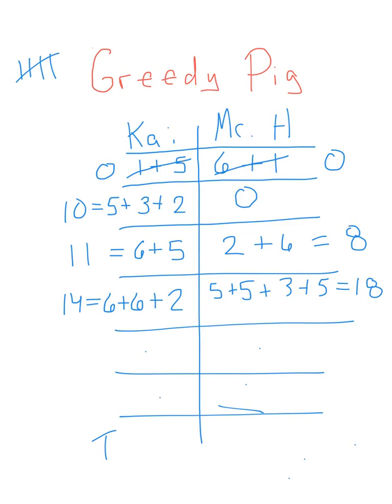Let's look at our totals. So we have 10, 11, 14, so that's a total of 35. We have 8 and 18, that's a total of 26. So for this game, Kai would have won 35-26. Now obviously we didn't finish rounds 5 and 6, so you would finish the whole game with 6 rounds.